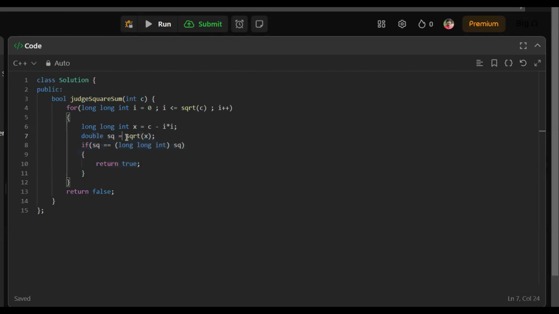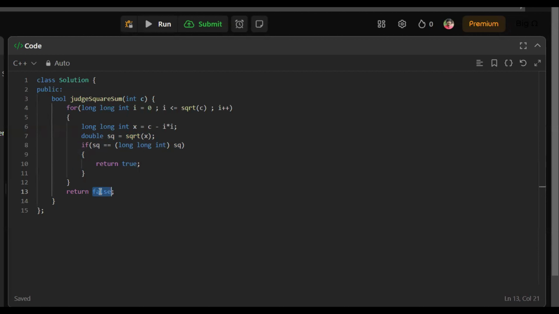So here, at first, we calculated the square root of the given x, and here we are checking whether the square root is equal to the typecasting in form of this given square. If both of them are equal, that means it is a perfect square. In this case, we have to return true. Otherwise, we have to simply return false. I hope you understood the code.